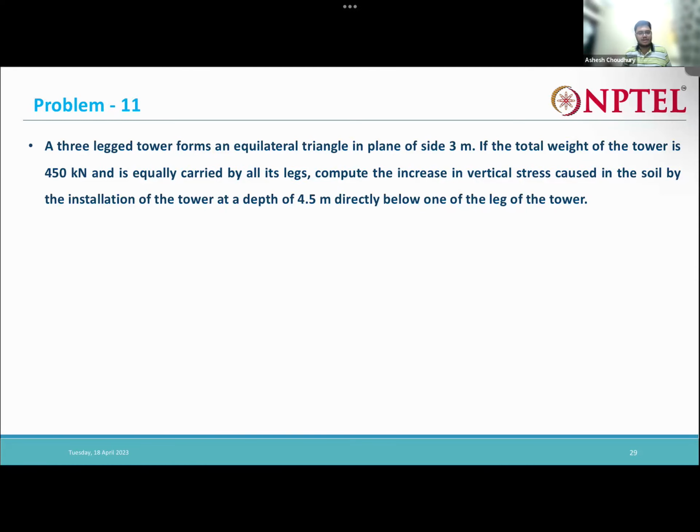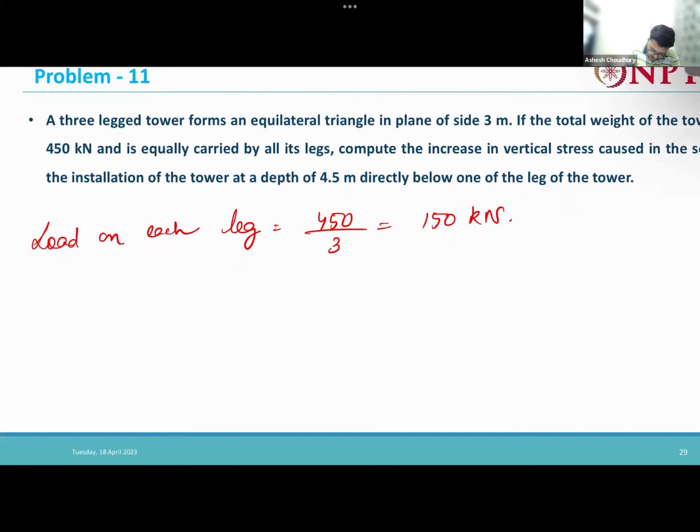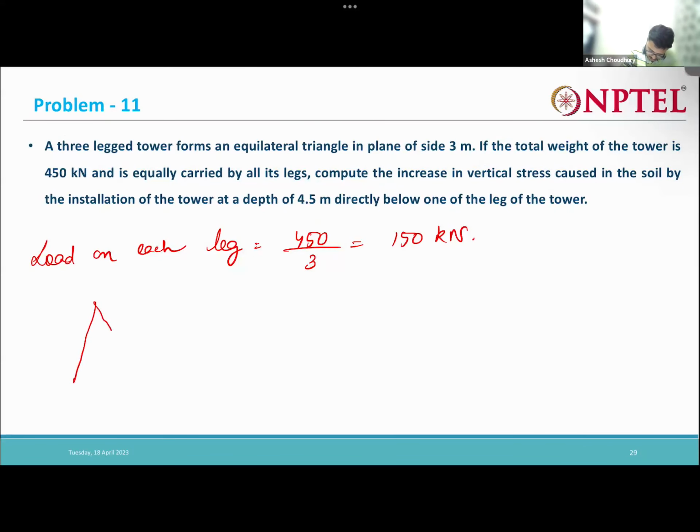Okay. So I need to calculate the stress increase in the soil below any of the legs. Right. So total weight is 450. So what will be the load on each leg? 450 by 3, that is 150 kilonewton. Okay, total 450 kilonewton distributed in 3 legs is 150 kilonewton. Now, how are they distributed? They are distributed in a triangle. Okay, say A, B, C. So each side is 3 meters.